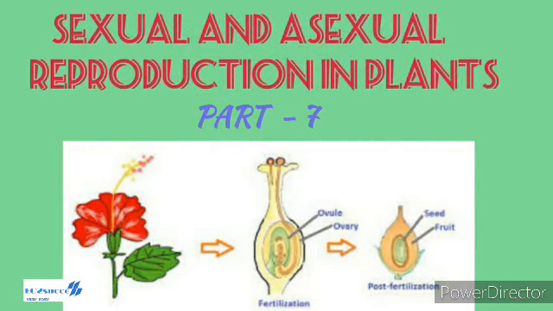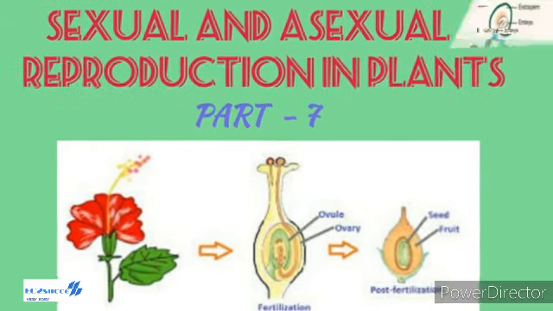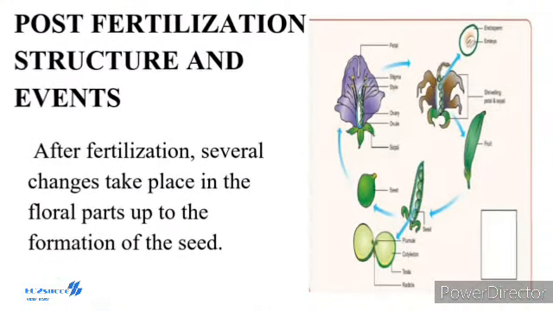Today we are discussing the topic of 12th botany, asexual and sexual reproduction in plants, part 7. In part 7, we are discussing post-fertilization structure and events and the endosperm. First of all, let's discuss post-fertilization structure and events.